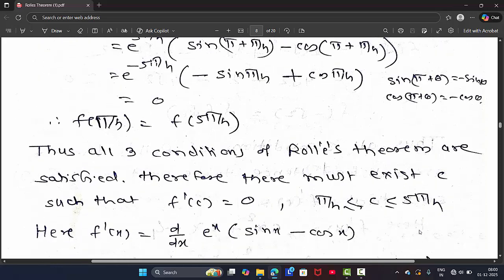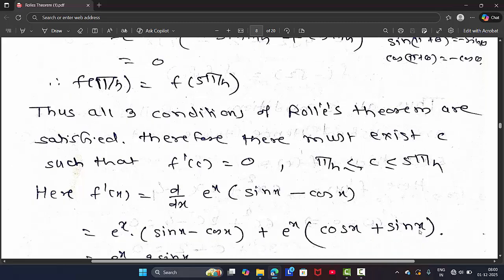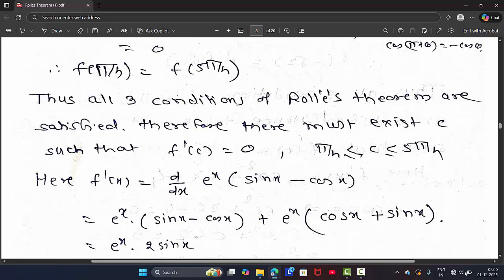Thus, all the three conditions of Rolle's theorem are satisfied, and therefore there must exist a point c such that f'(c) equal to 0. f'(x) equal to the derivative of e^x into (sin x − cos x). Here we use the UV rule. UV rule is u into derivative of v plus v into derivative of u. Therefore, e^x into (sin x − cos x) plus e^x as it is, into (cos x + sin x), since the derivative of sin x is cos x and the derivative of cos x is −sin x, and that becomes e^x into 2 sin x.